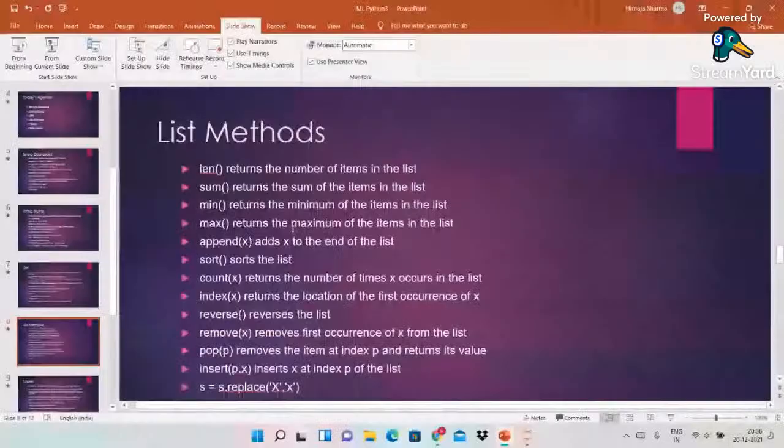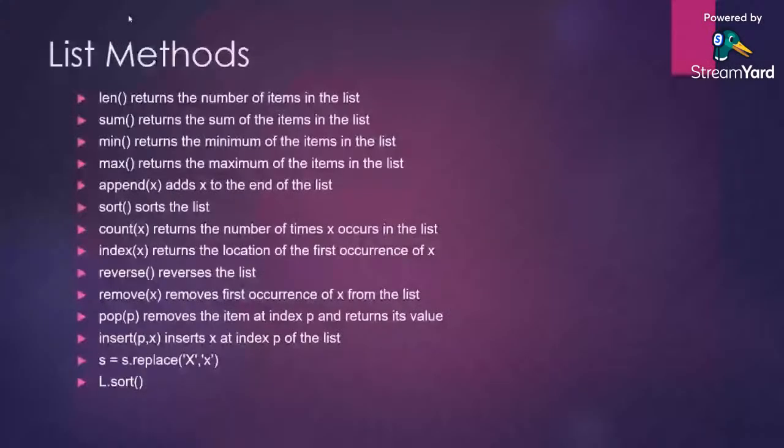Okay. Len returns the number of items in the list. Sum returns the sum of the items in the list. This is only applicable if the list is an integer list, okay? Min returns the minimum of the items in the list, max returns the maximum of the items in the list. I want you all to try all these methods, okay?